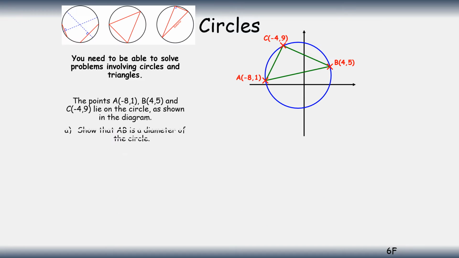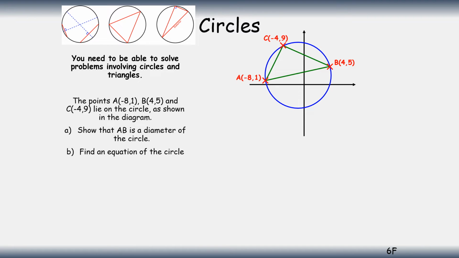Okay, so we take an example. We're told the points A, B, and C lie on the circumference of the circle, and we have to show that AB is the diameter of the circle. With the circle chapter, I always advise my students to draw out the circles. You don't need to draw the axes, but draw it to visually see what's going on.